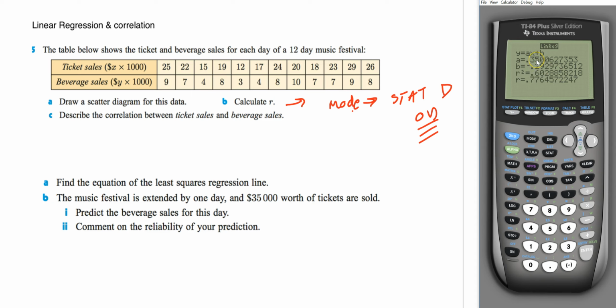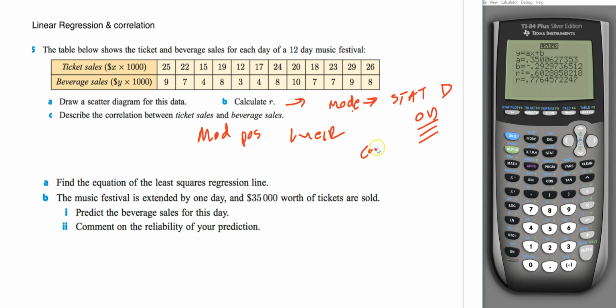B here is a y-intercept, A is a slope. So, by the way, the slope would be Y over X, so it would be beverage sales per ticket sale. So we get about 0.35 beverage sales per ticket sale. So this is a moderately positive linear correlation. That's the correlation between these two. Find equation least squares regression line. Hey, we just did that. Y equals 0.350x minus 0.293. There we go.